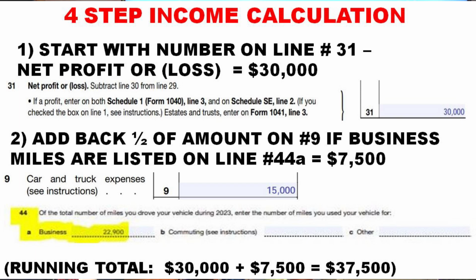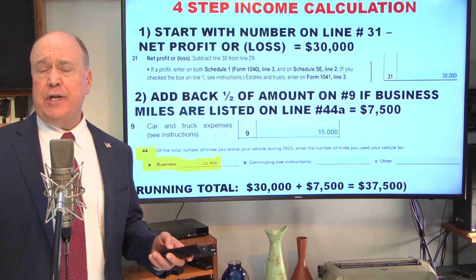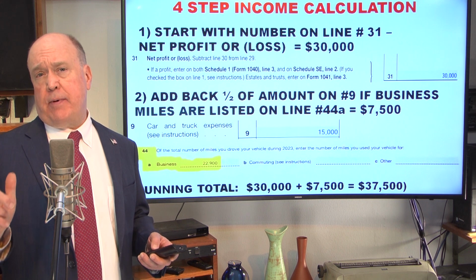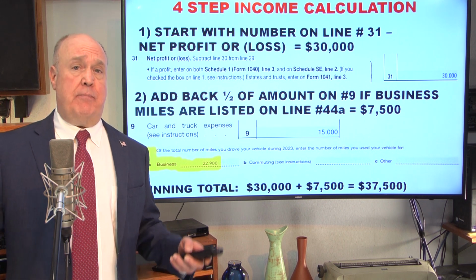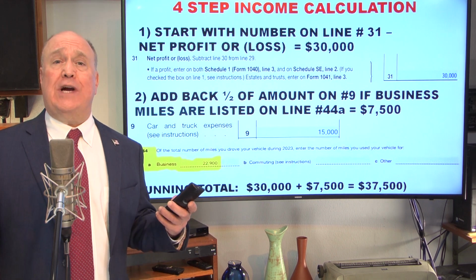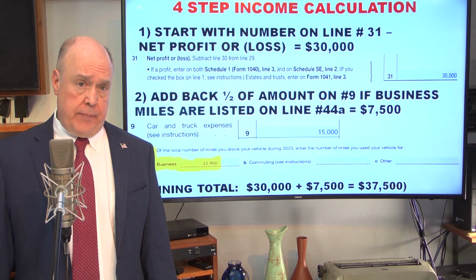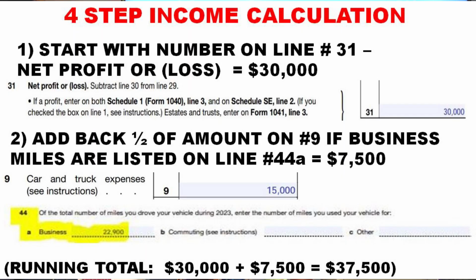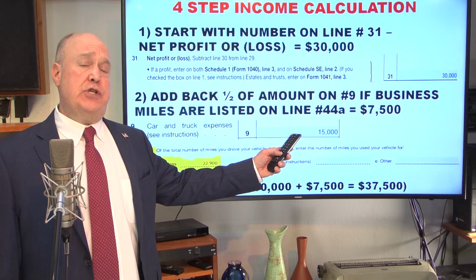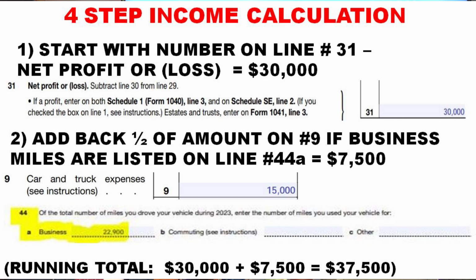Now here is where it all comes together. I'm going to explain a simple 4-step process that most lenders will use to determine what income they're going to use to qualify you as a Schedule C self-employed borrower. The first thing they'll do is look at line 31 on your Schedule C, which is your net income. They'll start there. Then they'll look at line 9, which is the car and truck expense. And then they'll look on line 44A to see if you took the IRS standard mileage rate. And if you did, they'll add half of that back.